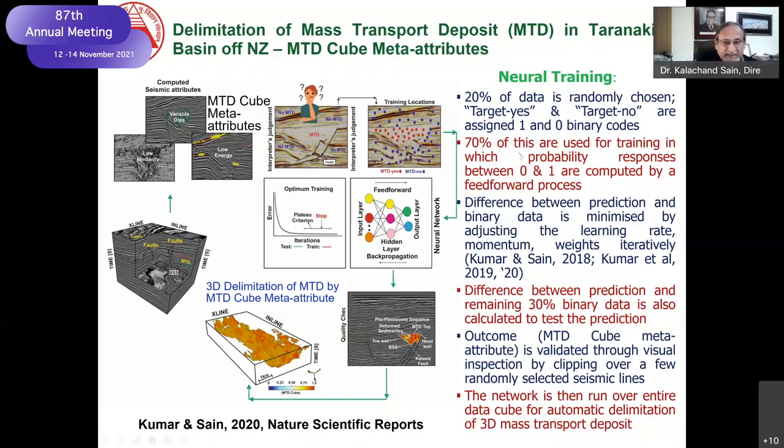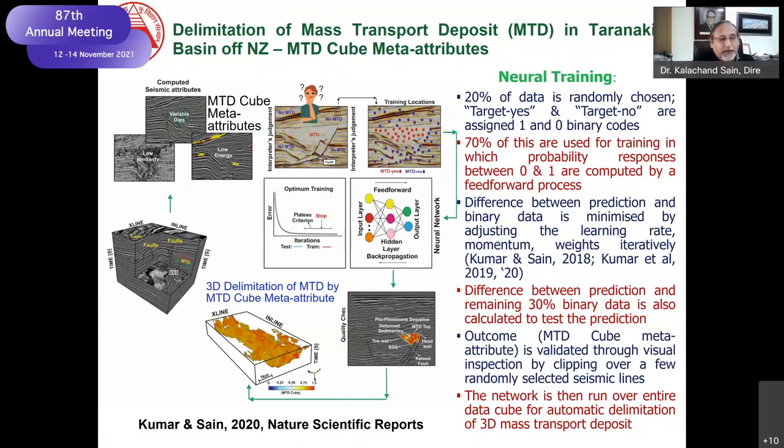So once we are happy with the 70% and 30% of the total 20% volume of the data, and we find that this error curve has attained a plateau, we see the machine has been trained. Now, to check whether the machine has been trained beyond the 20% data, we have taken one seismic section, and then we predict what the mass transport deposits are. Wherever we manually predict the mass transport deposit, and whatever machine learning has predicted, that matches, and it shows the confidence that the machine has been well trained.